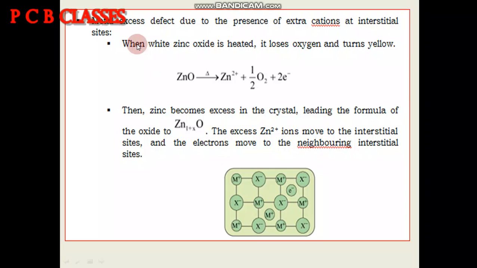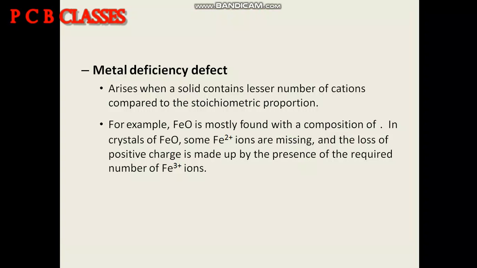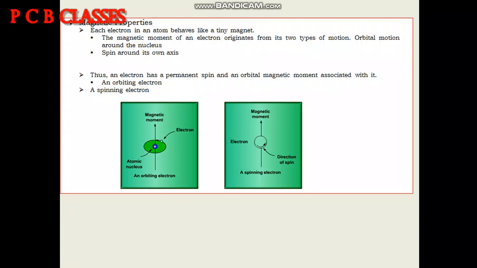The metal excess defect: when the oxide of a d block element is heated, then it shows the metal excess defect. बस इतना याद रखना है आपको. When the oxide of a d block element is heated, then it shows the metal excess defect. Okay. Now we will move to the magnetic character.